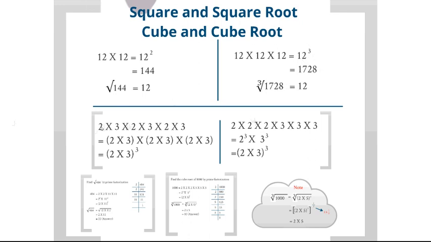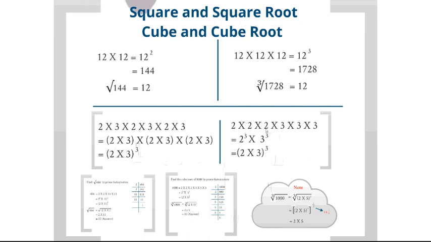So here is another example of 2 times 3 times 2 times 3 times 2 times 3. All multiplication signs. And what I do is I put brackets on the first set of 2 times 3, brackets on the second set of 2 times 3, and brackets on the third set of 2 times 3. There are 3 sets of 2 times 3. So it's 2 times 3, the whole thing in brackets, cubed.